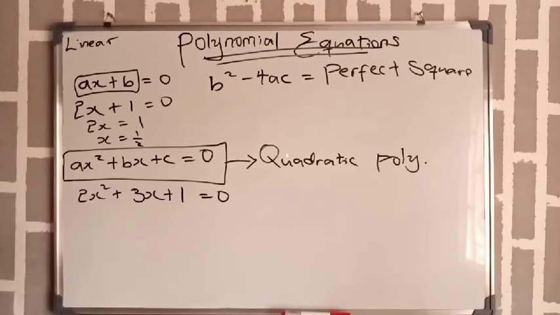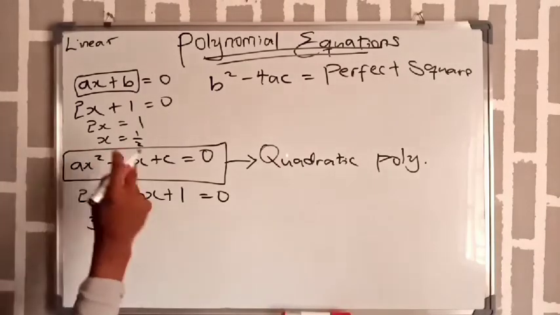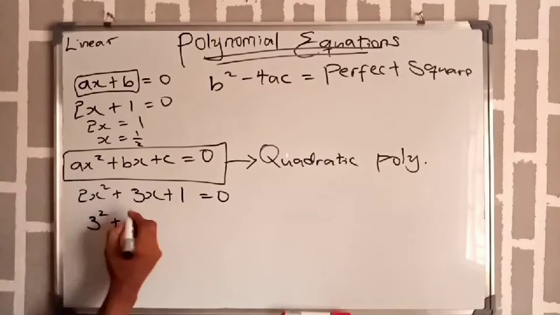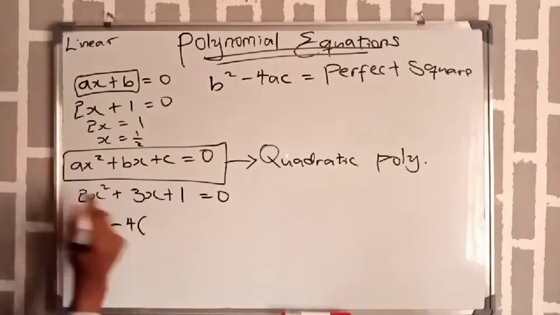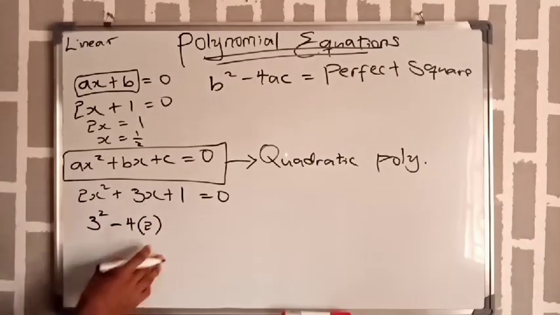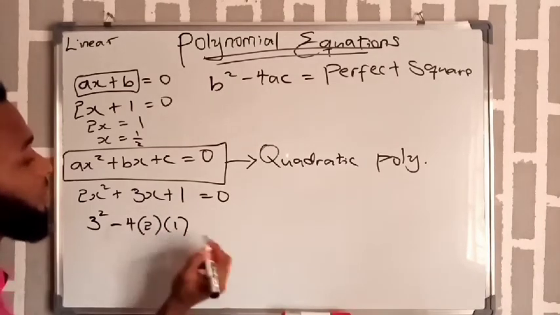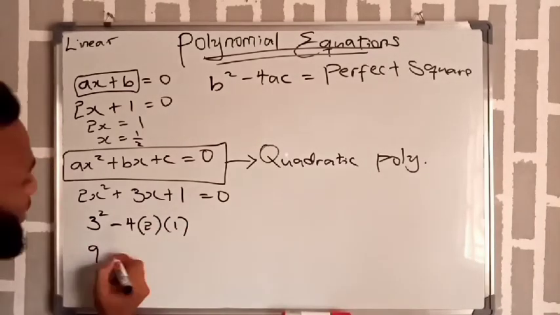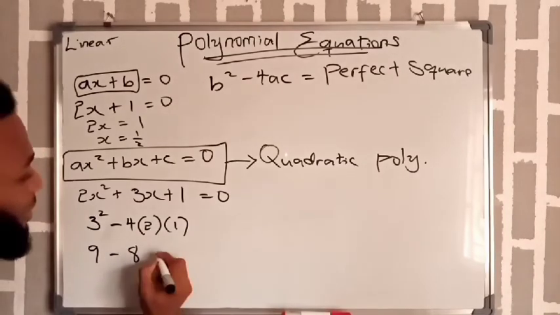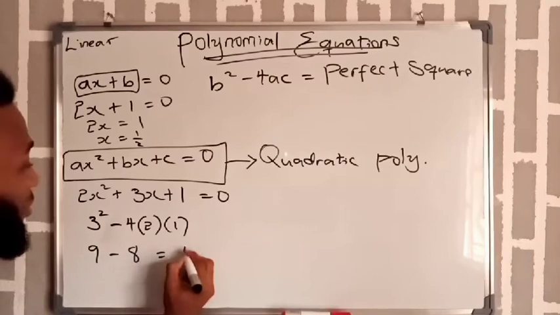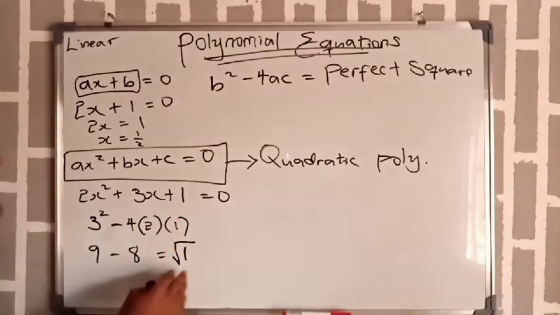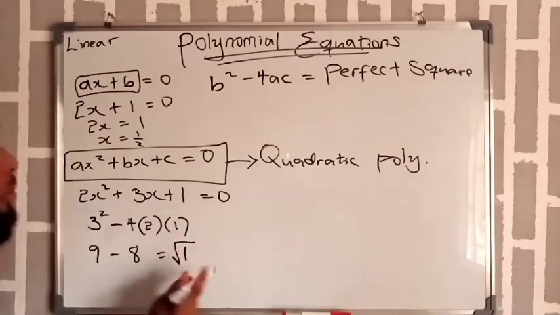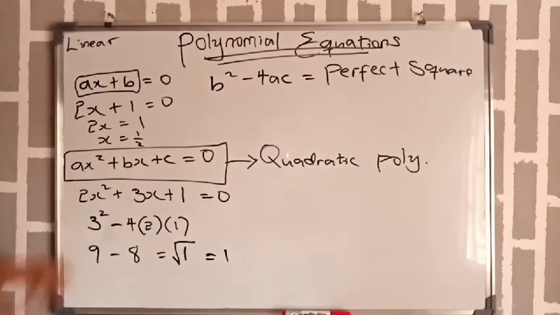So let's just try with this example. I brought it out of my head. I don't know if it's a perfect square or not. Let's just see. B in this case is 3, so that's 3 squared minus 4, then a is 2, then c is 1. Let's see if it will give us a perfect square. This is 9 minus 8, which equals 1. So 9 minus 8 equals 1. This actually gives us a perfect square because the square root of 1 is 1.